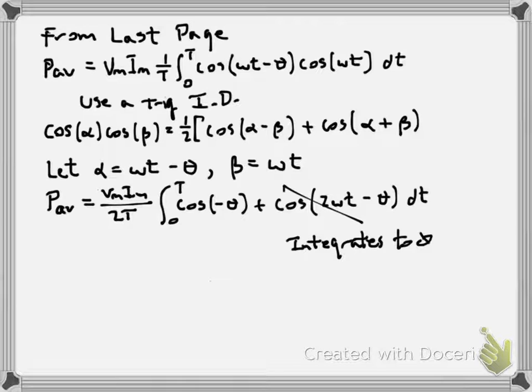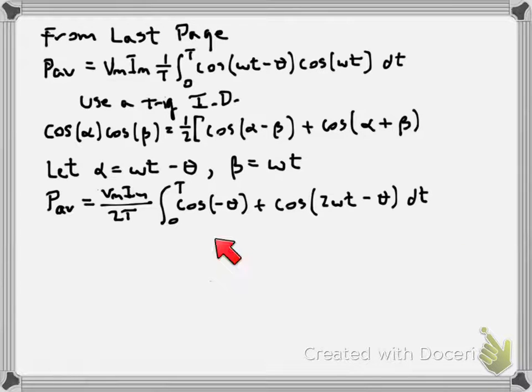Now when we do that, when we plug in our trig identity, here's the 1/2, the 1/2 from the trig identity. There's my first term. Alpha minus beta is omega t minus theta minus omega t, which just leaves the minus theta. And in the second term, we had alpha plus beta. So it's omega t minus theta plus omega t. So it's 2 omega t minus theta dt.